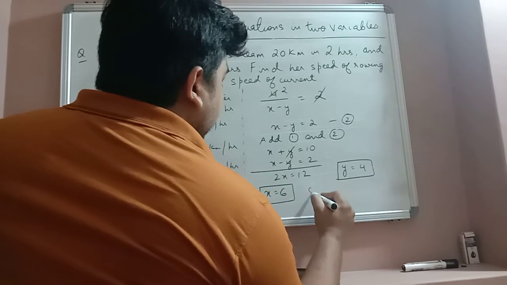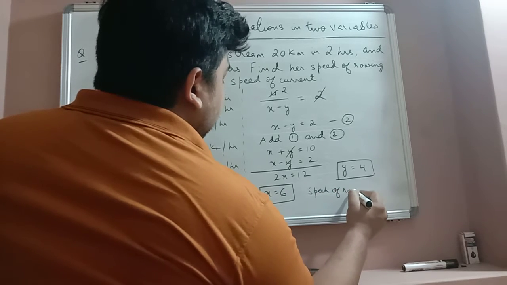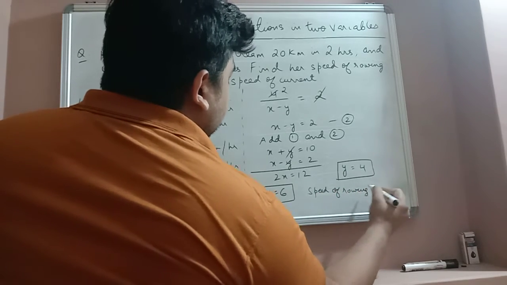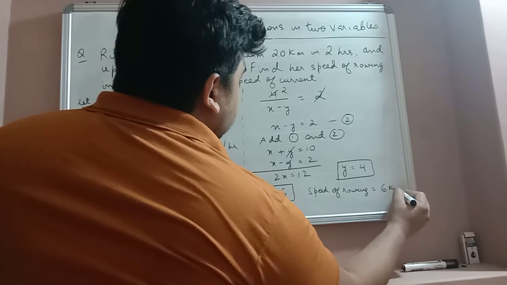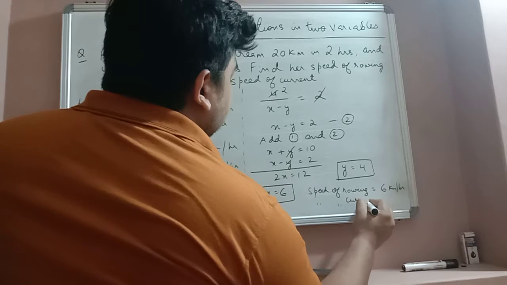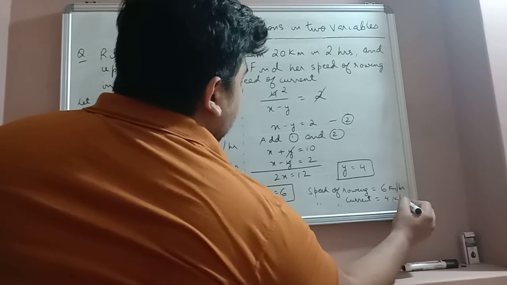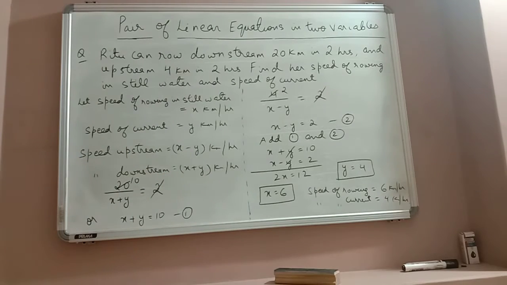So the speed of rowing is 6 kilometers per hour and speed of current is equal to 4 kilometers per hour. So this is the solution to this question. Now let's take up some more questions.